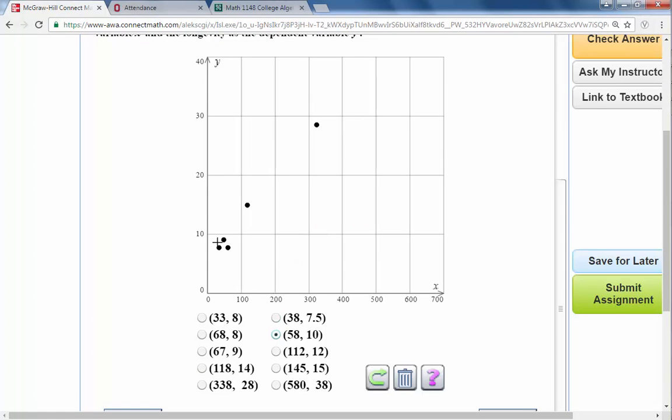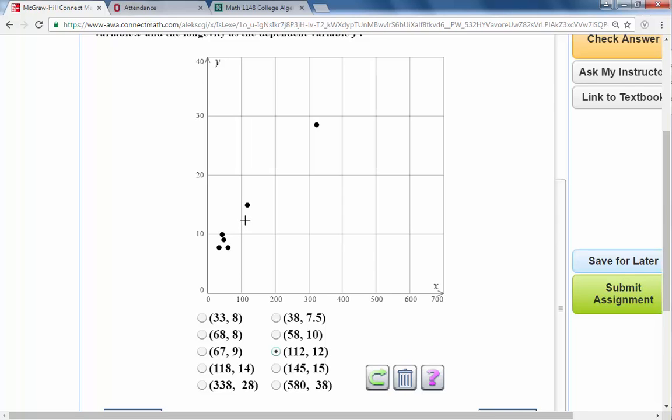58, 10. 58, 10 is midway, a little bit to the left, right here. 112, 12 is here. No, I missed this. Which one was this? Okay, I missed one of them. Yeah, this one. 118, 14. Which one is this one I plotted? Yeah, this is 58, 10. Wrong. Okay, 112, 12 is here.